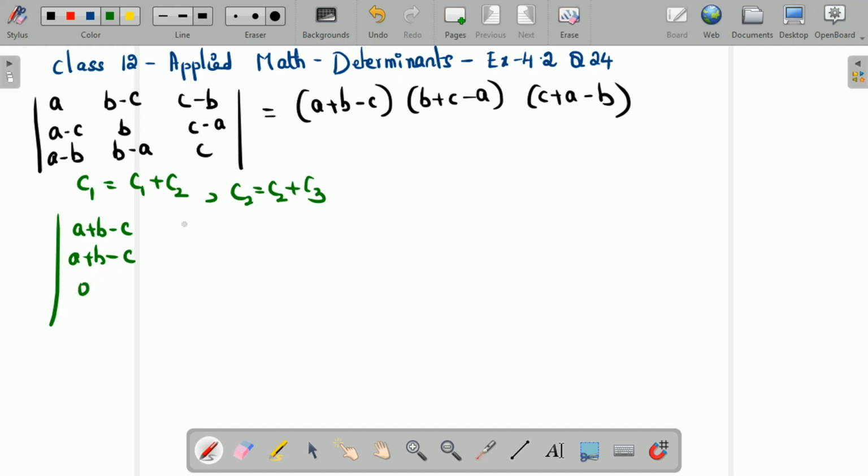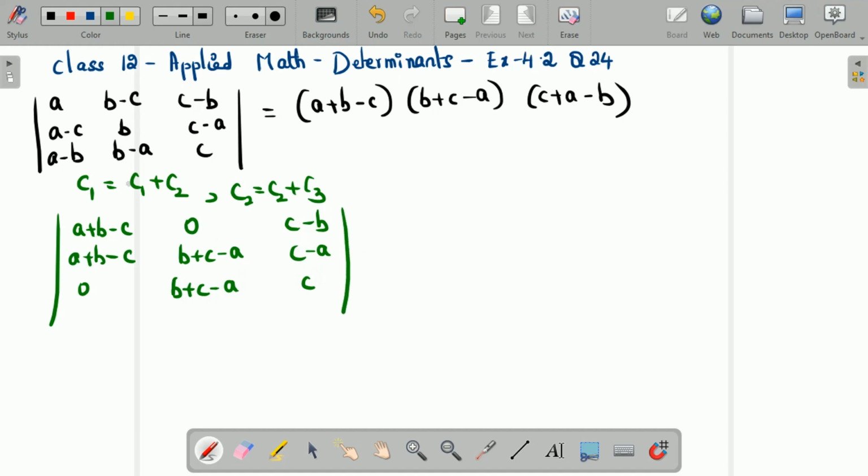Now for column 2 plus column 3, if you add them up, the first entry will become 0, the second will become b plus c minus a, and the third one also will become b plus c minus a. The last column will remain as such: c minus b, c minus a and c.